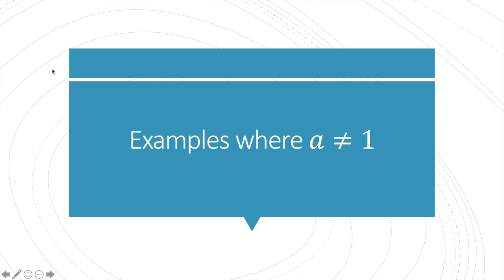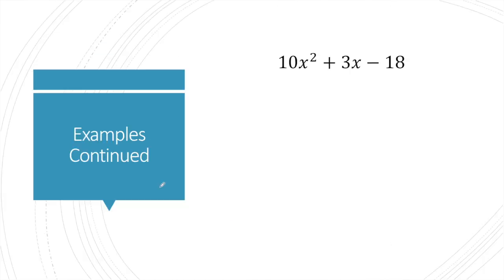All right, class, so now we're going to talk about examples where our leading coefficient of our trinomial does not equal 1. And we're going to follow those exact same steps, the steps where we find the factors of AC that add up to B. So A in this case is 10, B in this case is 3, and C in this case is negative 18. It's important to include our negative. So I need to, step 1, find the factors of AC that add up to B.